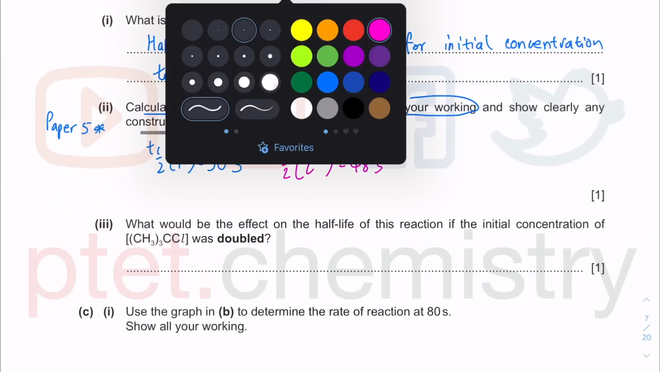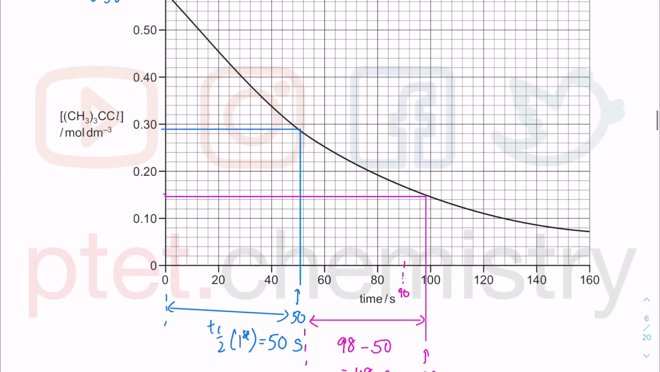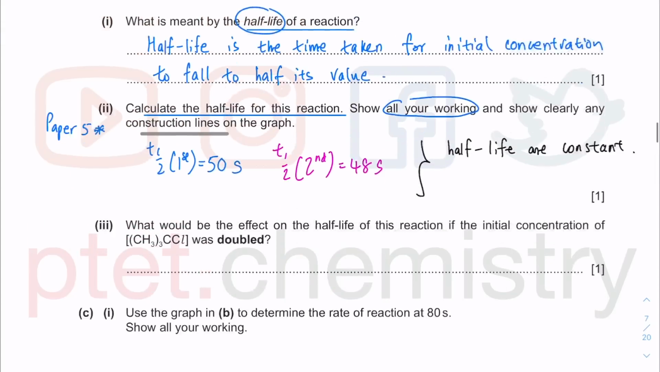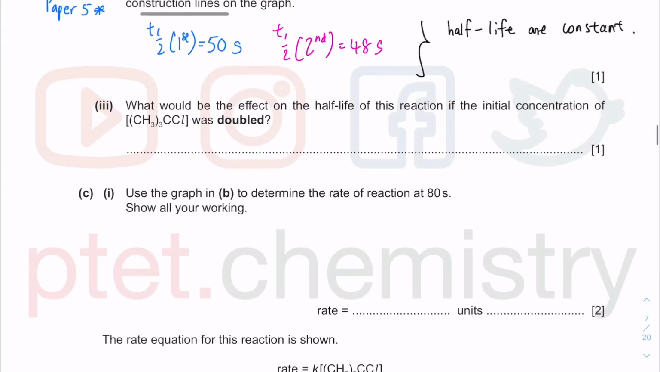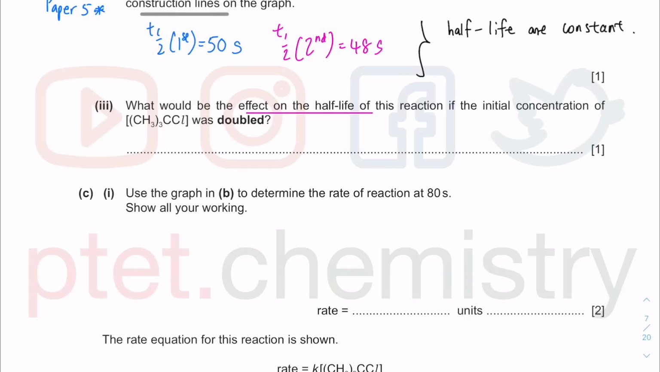So what can I conclude? My half-lives, so more than one, are constant within experimental error. So therefore, it is first order with respect to the concentration I'm changing, which is the tertiary halogenoalkane in this question. Now next one, what would be the effect on the half-life if I double my initial concentration of halogenoalkane?